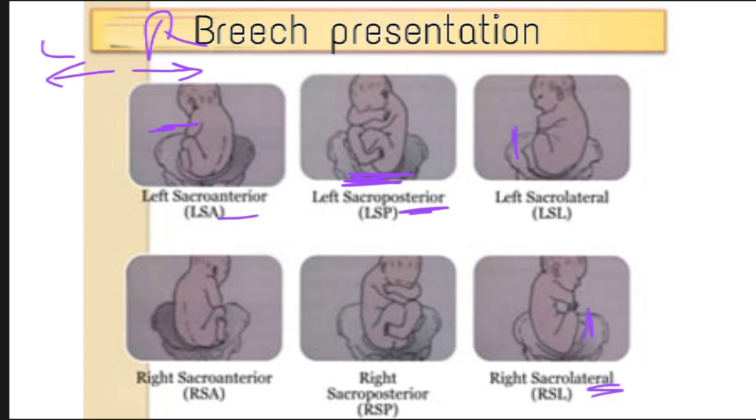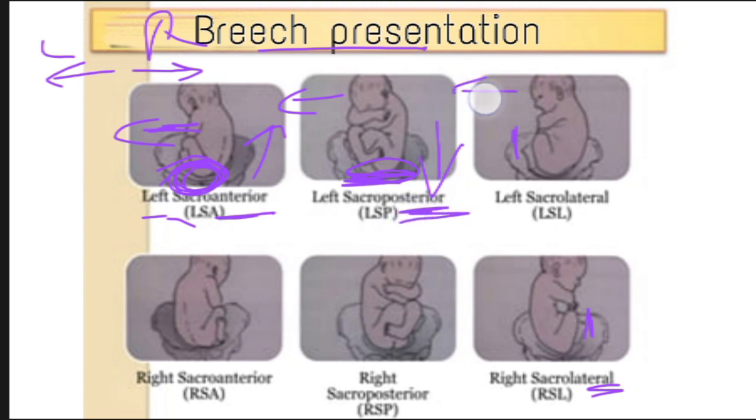First, left sacral anterior position. The baby is facing left side and it's facing backwards. This is left sacral anterior position. Sacral is nothing but the butt part. In this breech presentation, the butt part will be visible at the time of delivery. Here, left sacral posterior position: the baby is facing left side and it is facing forward.